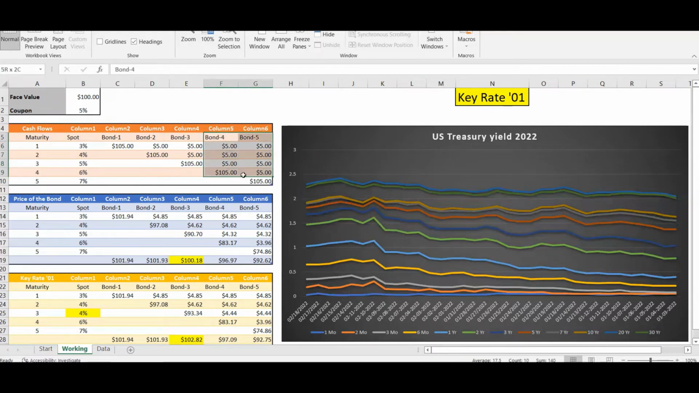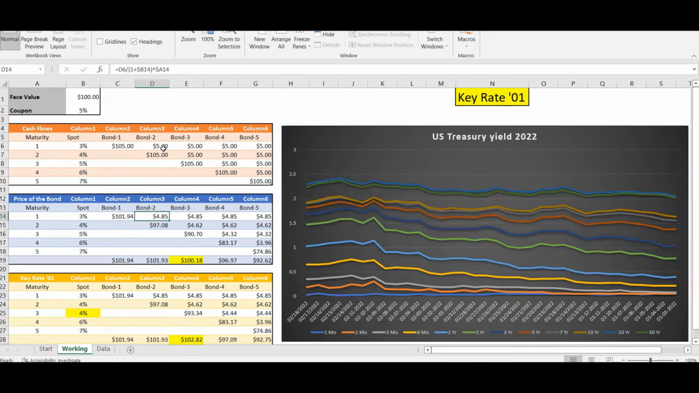So same with bond four and bond five. So these are the cash flows for all five bonds. And so let's calculate the current price based on these spot rates. So basically the 105 at the first year end is discounted back till today at 3%. So I have done normal discounting. So the 105 has been discounted at a 3% rate. So this is the price of bond one.